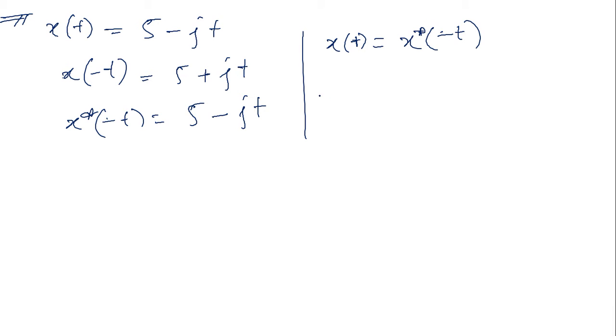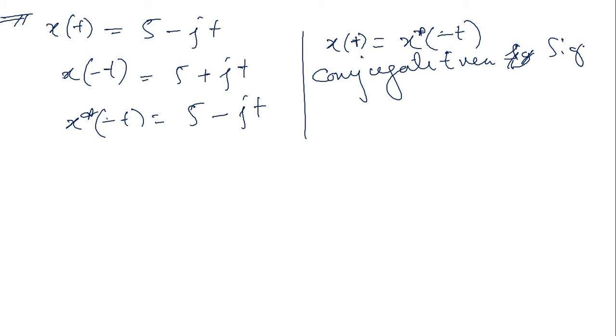So x is conjugate symmetric or conjugate even. Therefore x of t is a conjugate even signal. Sorry, conjugate even signal.